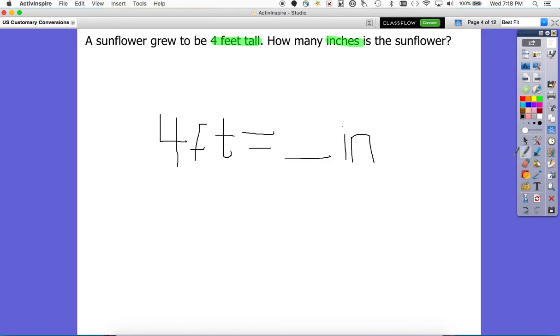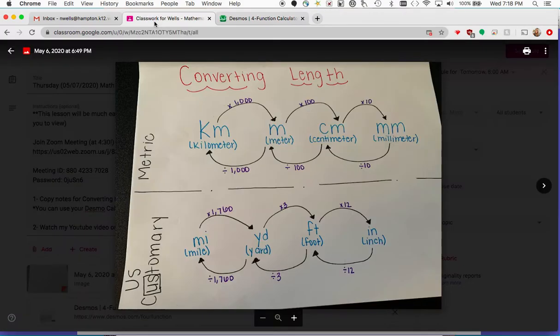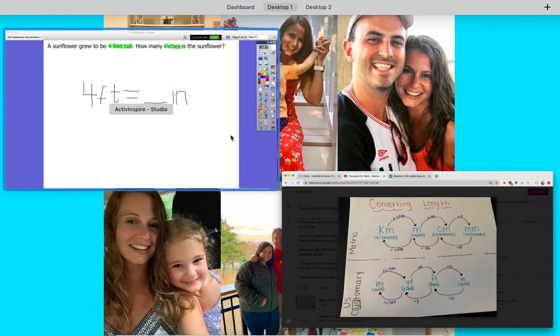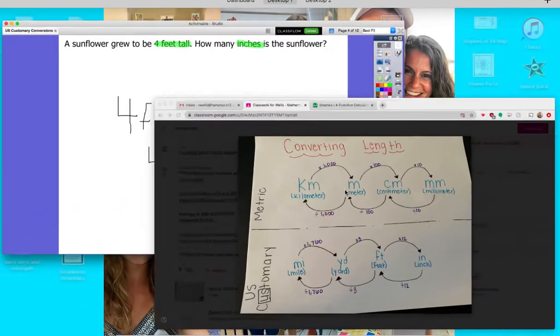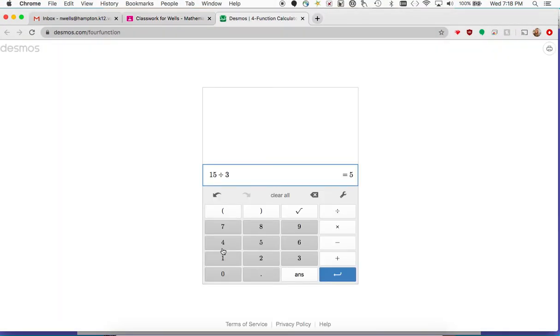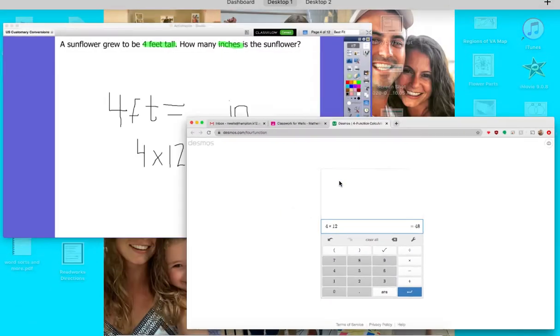I flip over to my anchor chart, put my mouse on feet. I've got to get to inches, so I follow the arrow. 4 times 12. 12, 24, 36, 48. But I want to double check. I'm going to use my calculator. 4 times 12, 48.